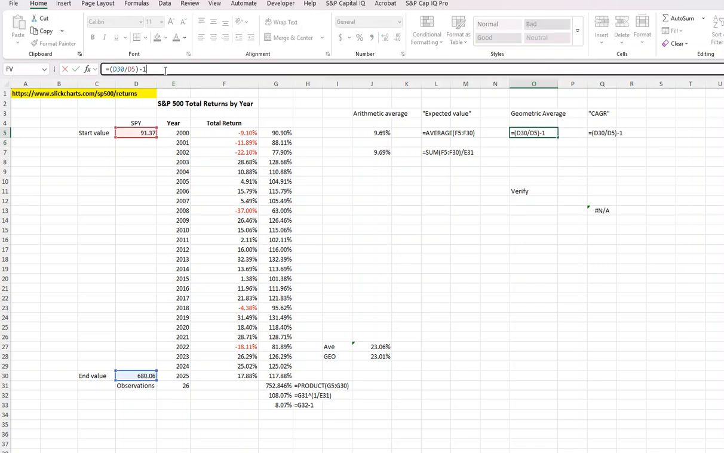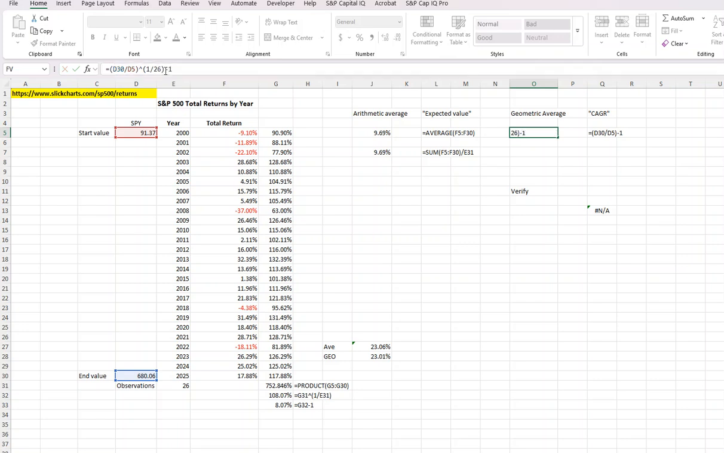But what we're going to do first is we're going to take that to the power of 1 divided by 26, and then we're going to subtract 1. And so notice these two are darn close. It's basically a rounding error, and we can double check or verify this amount.